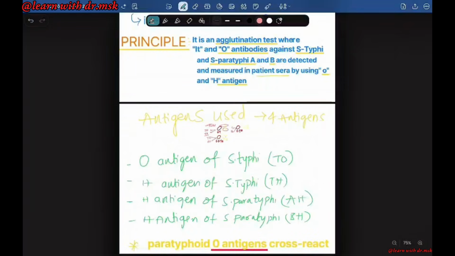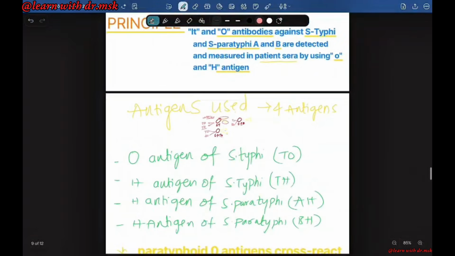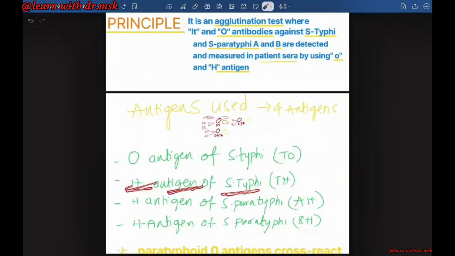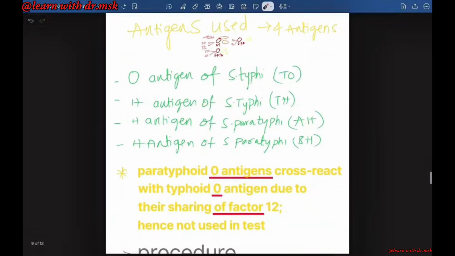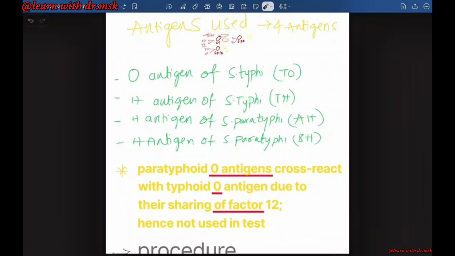See, O antigen of Salmonella typhi is TO. H antigen of Salmonella typhi is TH. H antigen of Salmonella paratyphi A is called AH. H antigen of Salmonella paratyphi B is called BH. That's the simplest. O antigen is referred to in the same sense for Salmonella typhi, paratyphi A and paratyphi B. This O is the common antigen, and the H antigen changes. That's why we apply this. Remember this thumb rule.